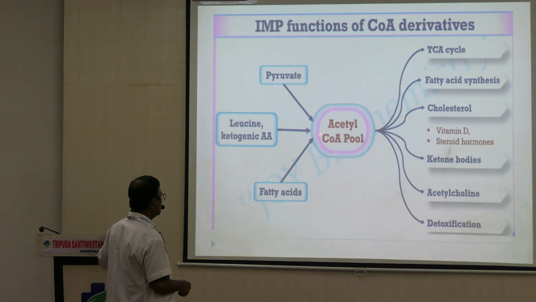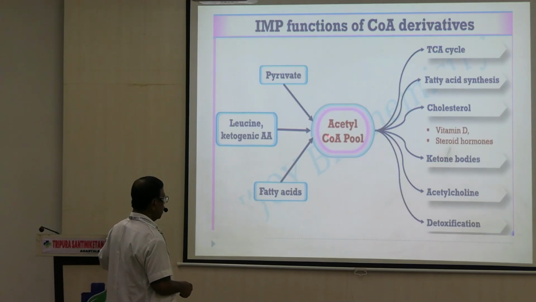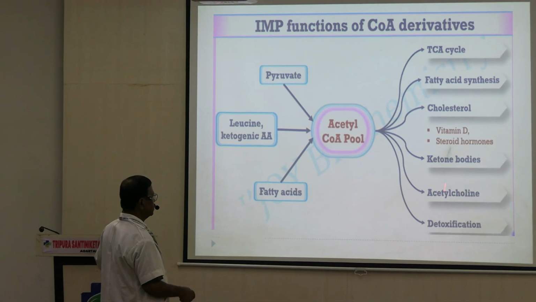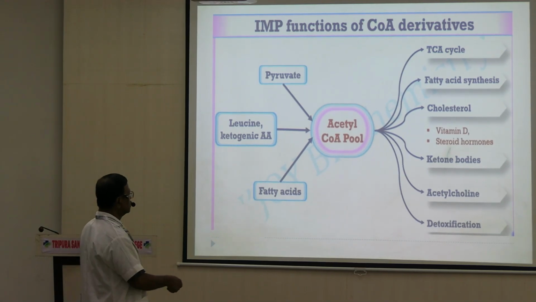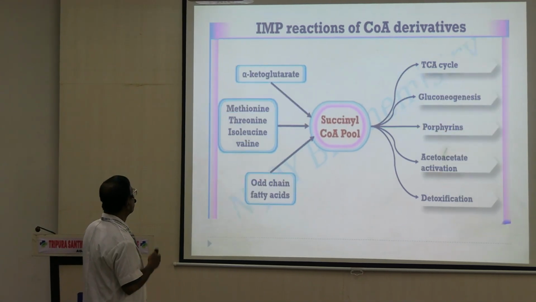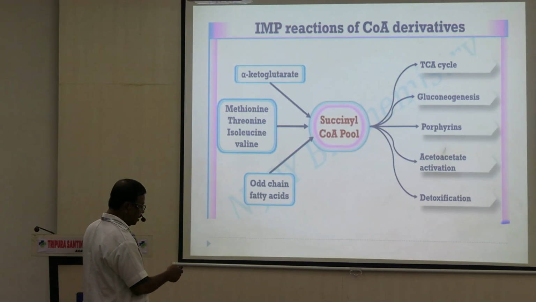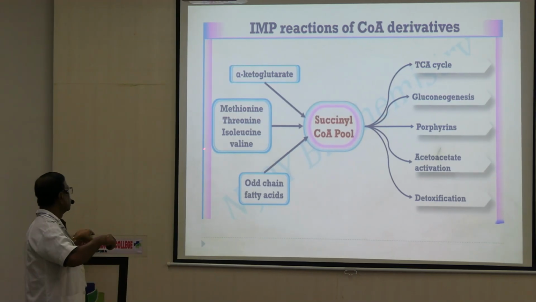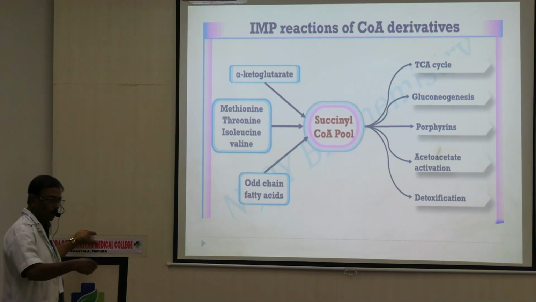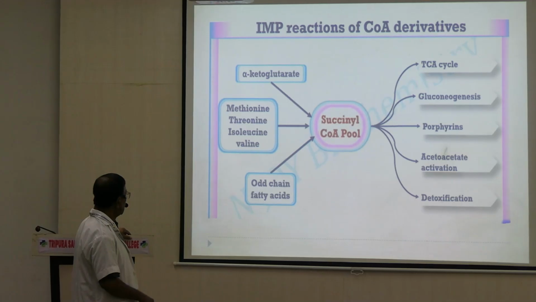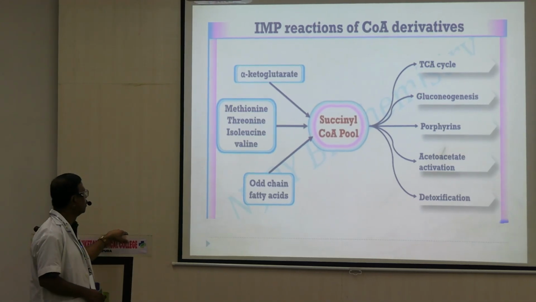So this is coenzyme A playing a role in the synthesis and reaction of this molecule. Then succinyl-CoA is derived from alpha-ketoglutarate, methionine, threonine, isoleucine and valine following their metabolism. Odd chain fatty acid.